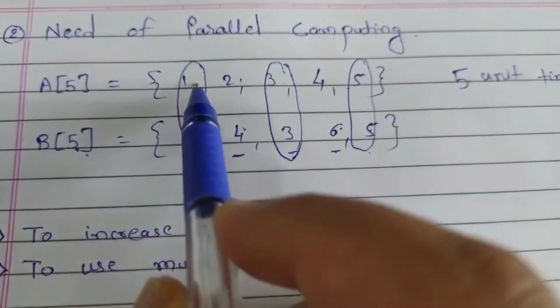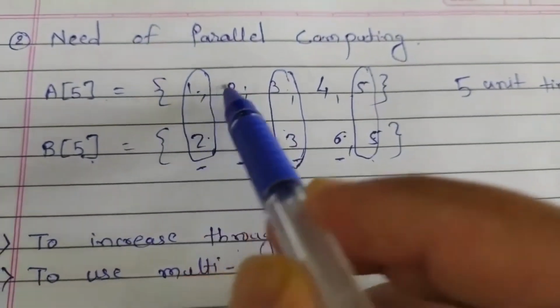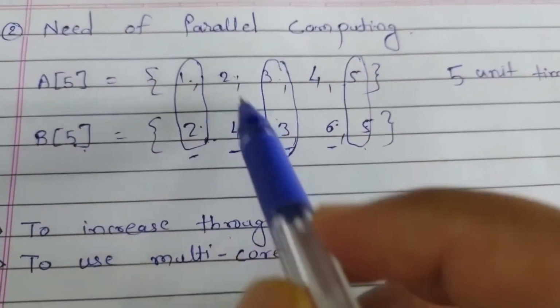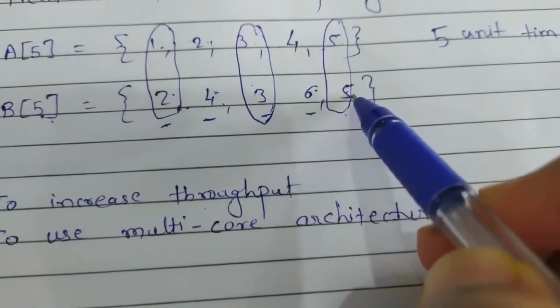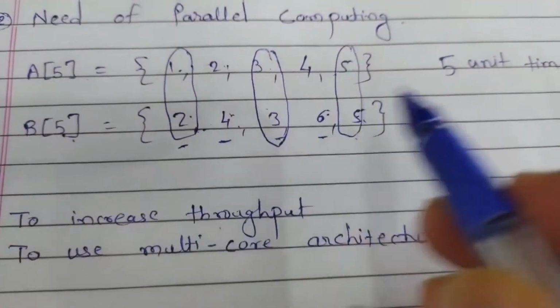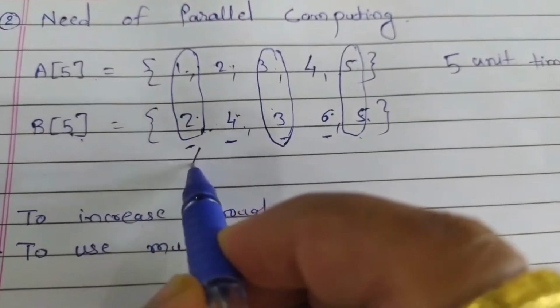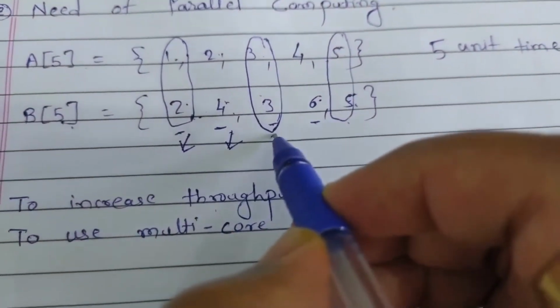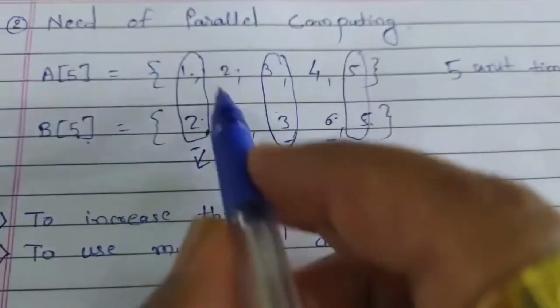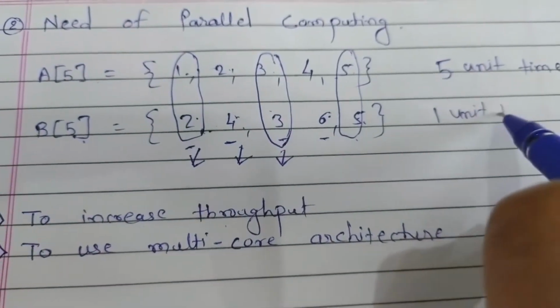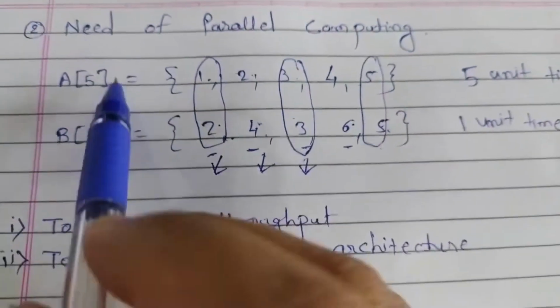But now, if these additions are not dependent on each other, addition of 1 and 2 is not dependent on addition of 2 and 4, and addition of 2 and 4 is not dependent on addition of 5 and 5. All these addition operations are independent. So instead of doing these operations sequentially, we will give this task to one core, and at the same time give this task to another core, and this task to another core or processor. So having 5 operations will require only 1 unit of time. The same example we can take for matrix addition.